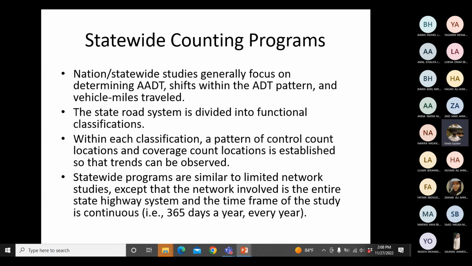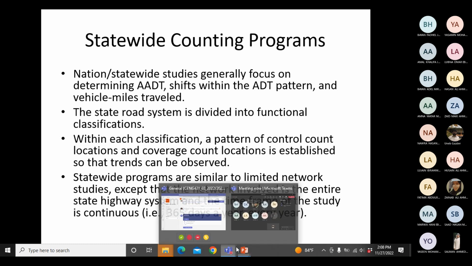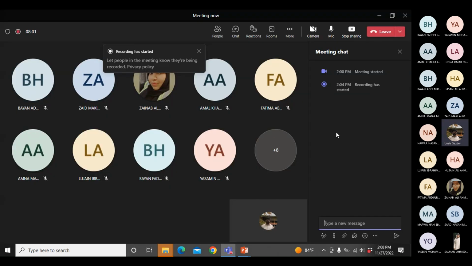Now, why does the government do a statewide counting program? The first thing they want to know is AADT. Okay, now what is AADT? Can someone tell me what is AADT? AADT, what is it? Annual average daily traffic. Yes, it's annual average daily traffic.